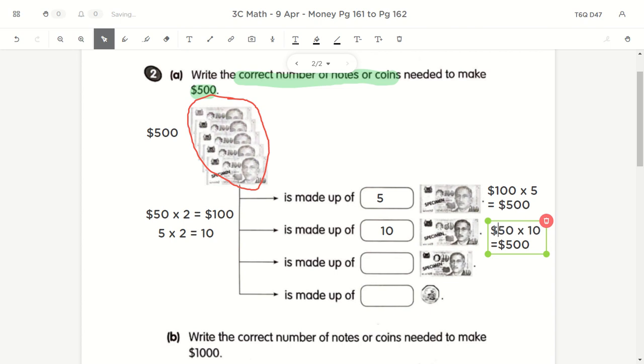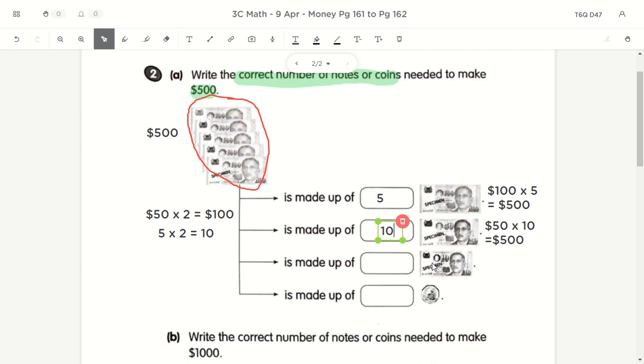Right. Okay, so once again there are 5 groups of 100, and in each group there are two $50 notes. So 5 groups of 100 times two $50 notes each will give you 10. So 10 $50 notes will give you 500, because 50 times 10 is 500.